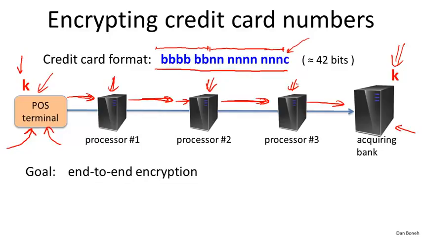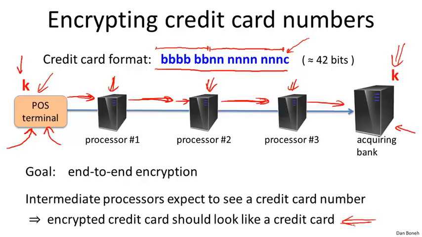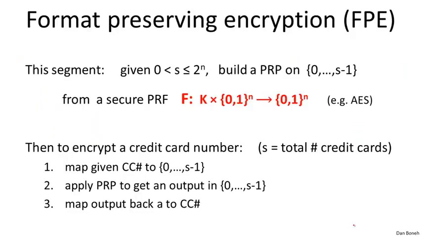So the question then is, again, can we have this mechanism called format-preserving encryption, where encrypting a credit card itself produces something that looks like a credit card? So that's our goal. The encrypted credit card number should look like a regular valid credit card number. So this is the goal of format-preserving encryption.